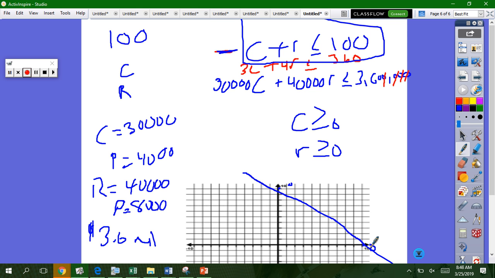Okay. Now, for this red equation, once again, that's 3C plus 4R is less than or equal to 360. I'm going to find my C, where notice this is going to be my C axis and this is going to be my R axis. Because they're not in terms of X or Y, I got to mention which one's which. You guys agree with that?